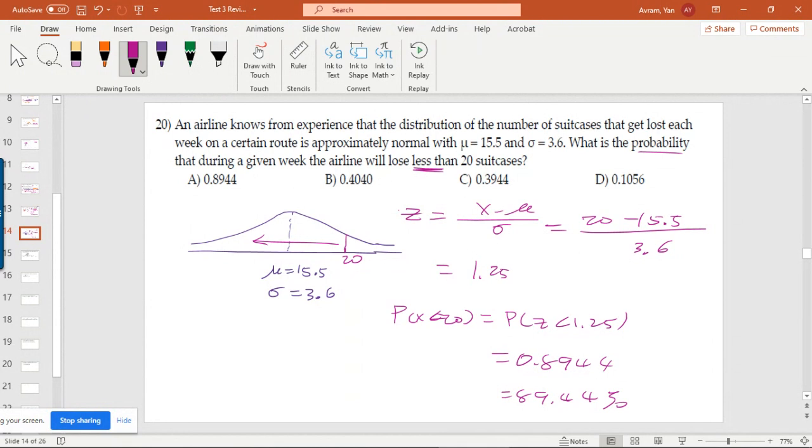So the calculation will be exactly the same, except you subtract from 1, right? So that would be around 10.6% going to lose more than 20 suitcases. So if you ask the other way, you should still be able to calculate it that way. All right, so you have an answer here. That should be A.